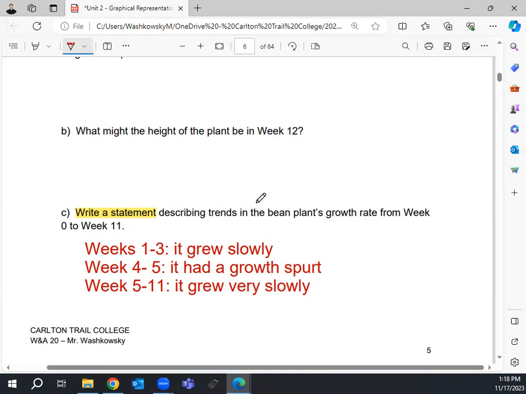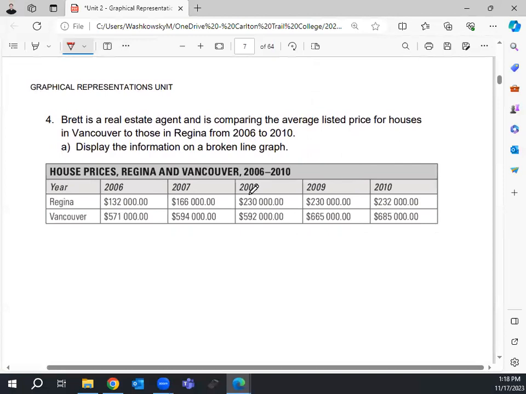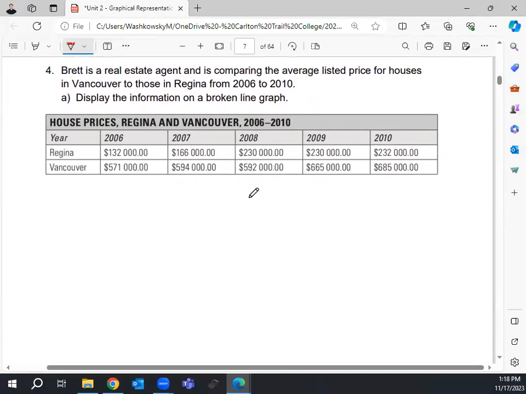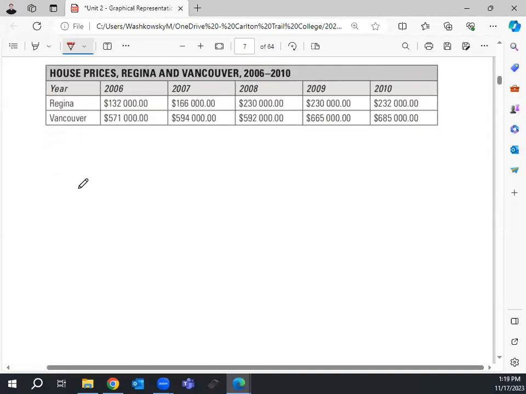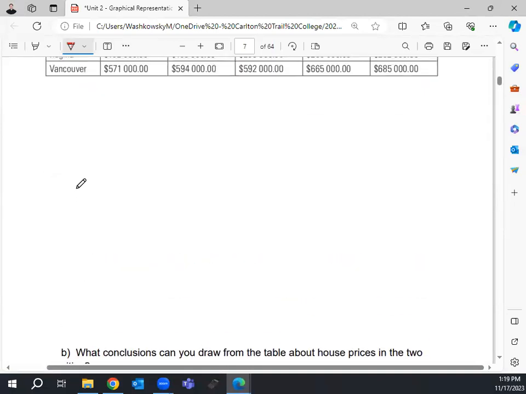The last thing I want to talk about though is, if you go to the next page, what is different about this than the last graph that we drew? There's more numbers. There's 2 things. I technically have 2 different data sets here. I'm looking at the house prices of Regina and Vancouver now. And so how could I display this? I could use 2 different lines with 2 different colors. Absolutely. I can do that.